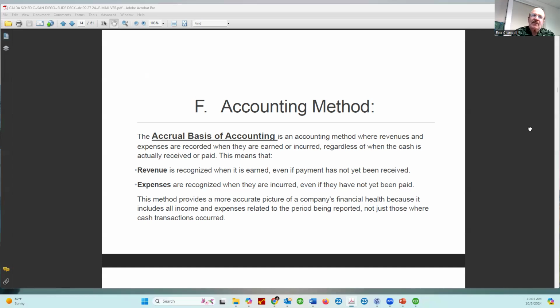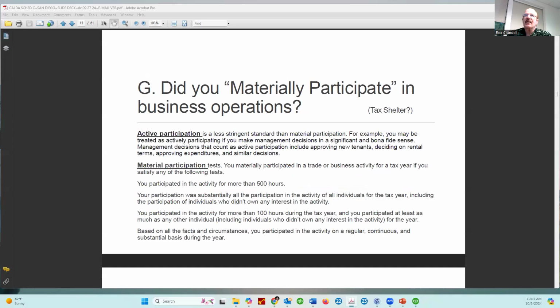So you get a bill in the mail or an email, and at that point you haven't paid it, but you still include it as an expense on your books. This method provides a more accurate picture of the financial health of the business because it includes all income and expenses related to the period being reported, not just where cash transactions occurred. All public companies are accrual basis. If you buy stock, that's the case. Most small businesses use the cash basis of accounting.